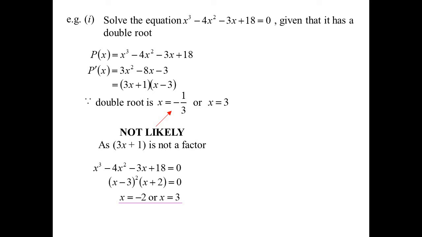Let's solve it then. x equals minus 2, x equals 3. Now, this brings up a subtle difference between finding the roots and solving the equation. If it says solve the equation, then I have minus 2 and 3. But if it said find the roots, then my answer would be minus 2, 3, and 3. Because it has 3 roots. It's just that 2 of them were the same.